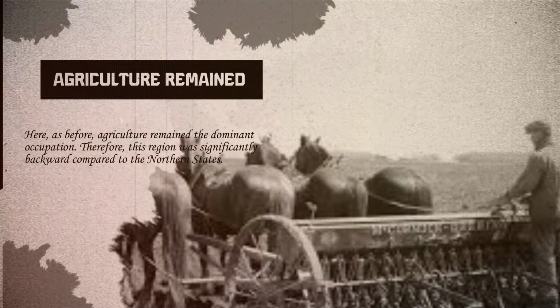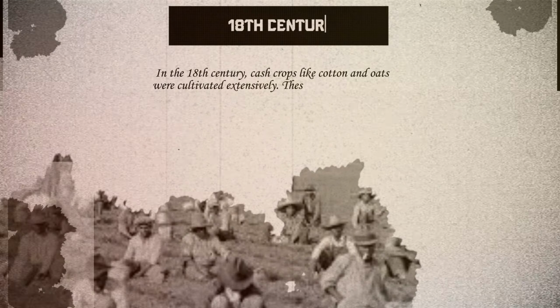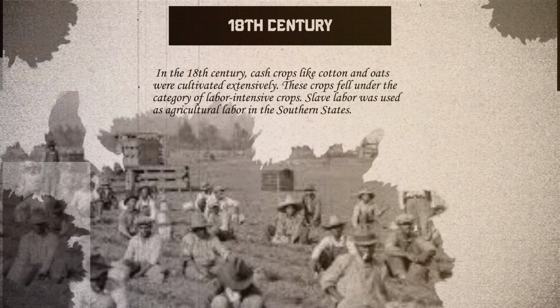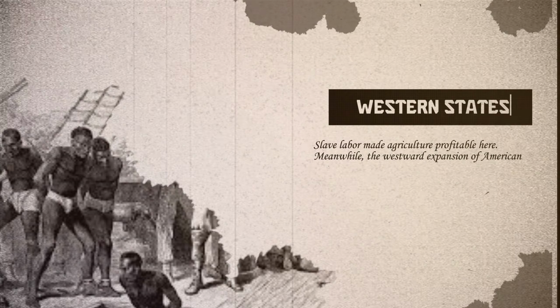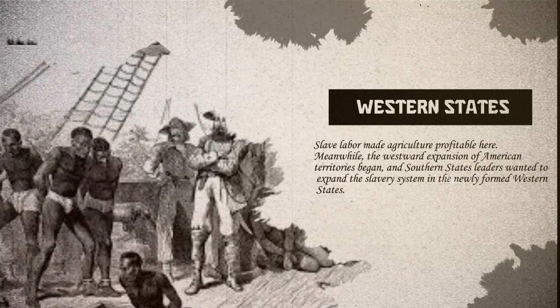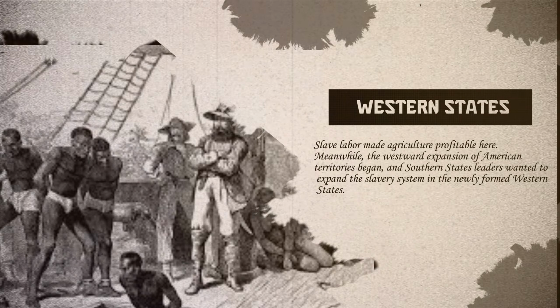Its impact was not visible in the southern states. Here, as before, agriculture remained the dominant occupation. Therefore, this region was significantly backward compared to the northern states. In the 18th century, cash crops like cotton and oats were cultivated extensively. These crops fell under the category of labor-intensive crops. Slave labor was used as agricultural labor in the southern states. Slave labor made agriculture profitable here.